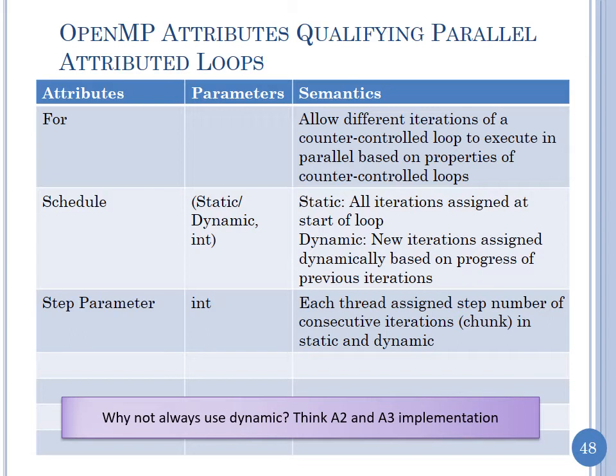So dynamic is more flexible than static. Why not always support dynamic? Why not support this adaptive policy? Why allow the programmer to say, hey, I know better, so let's just do static, don't bother to do dynamic? And again, I'm assuming Andrew thought of the solution based on the implementation of A2 and A3. So think about the A2 and A3 implementation and think about why we might not want to always use dynamic.